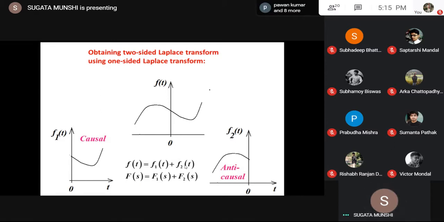F1(s), which is the Laplace transform of small f1(t), can be straightaway obtained by using your knowledge of the one-sided Laplace transform. But what about the Laplace transform of f2(t)? It's an anti-causal signal. So you cannot use your knowledge of the unilateral Laplace transform. So how to tackle that problem?